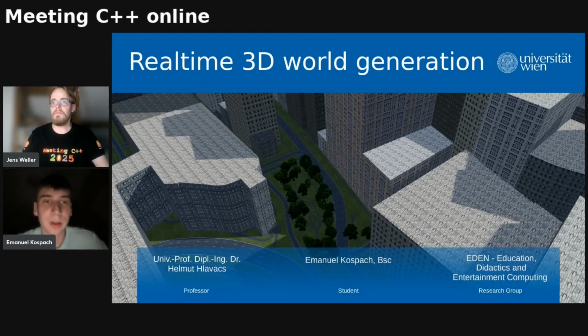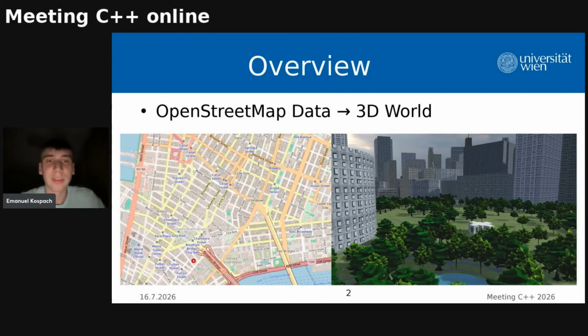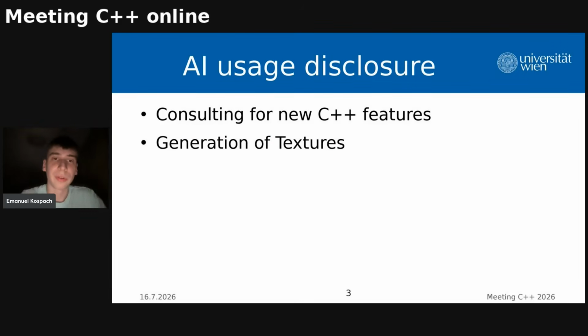Okay, so I will present my project, which is real-time 3D world generation. What it basically does is take OpenStreetMap data and convert it into a 3D world in real time, which can be explored in a game engine, and you can move the camera around and view various cities based on real data. So first I want to disclose the AI usage.